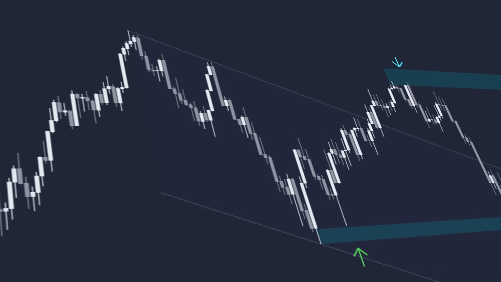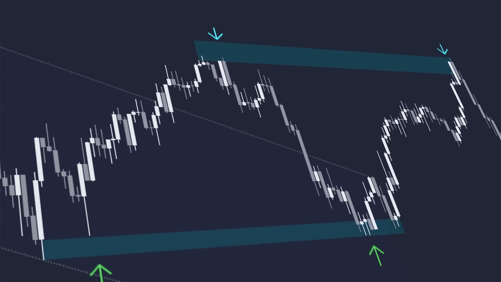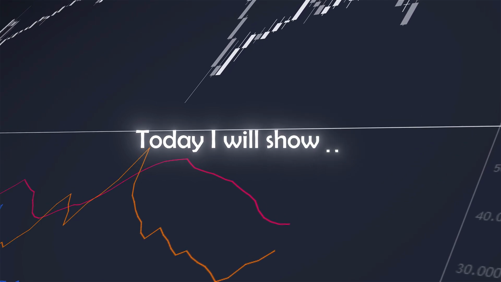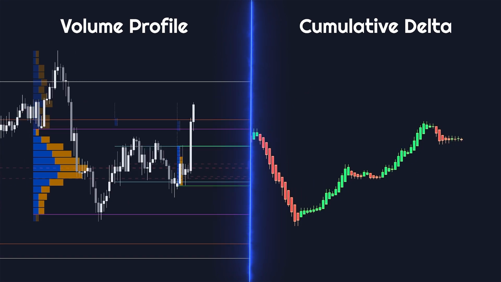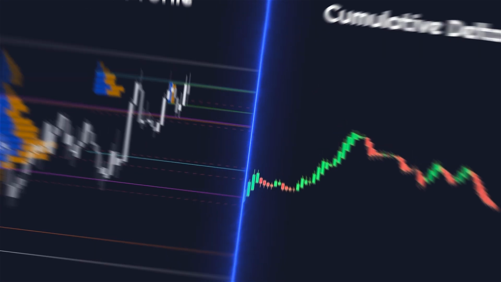Did you know that the real power of technical analysis is in reading order flow? Today, I will show you how, with two indicators, the volume profile along with the cumulative delta volume, to identify key points in the market, where the smart money is flowing in and out.